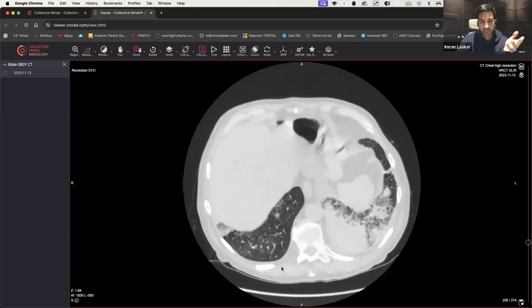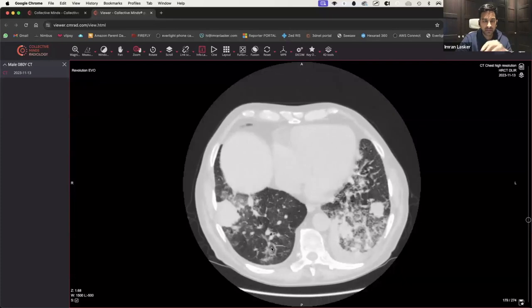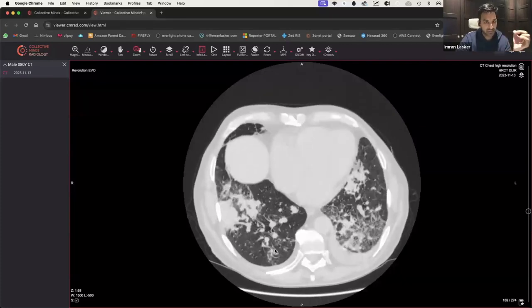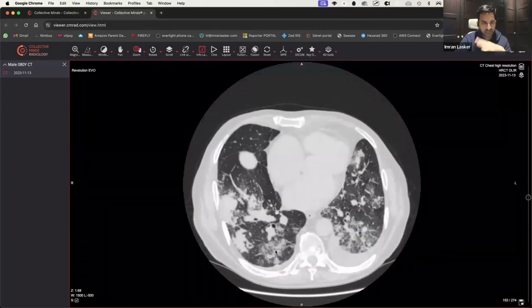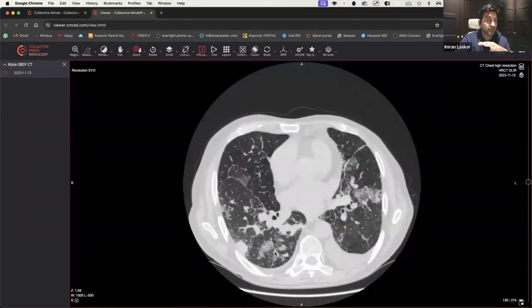Now, septic emboli could happen. Usually, you'd be looking at cavities. I don't think we see much in the way of cavities, and they wouldn't be so predominantly in the lower lobes. They'd be generally quite well defined, and they'd be all over the place.